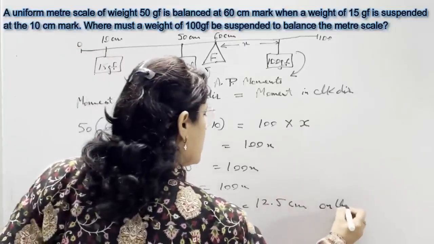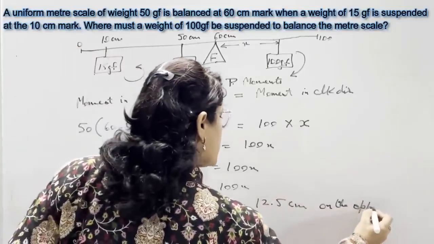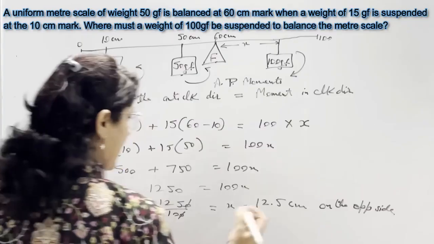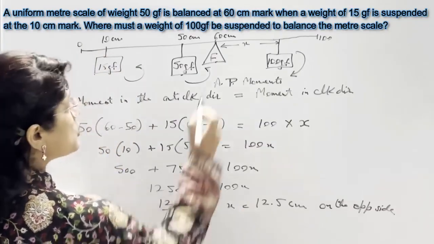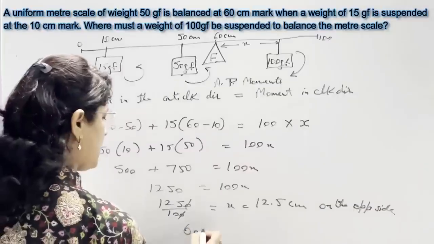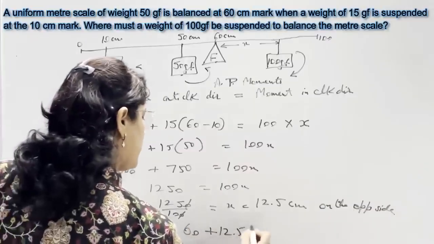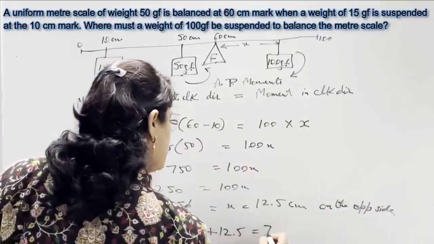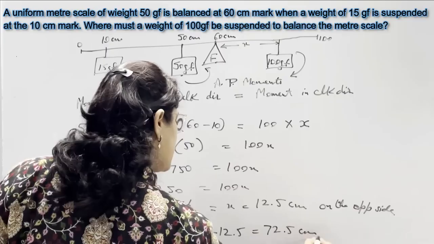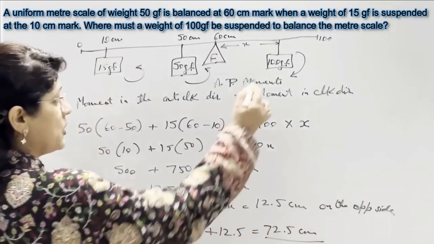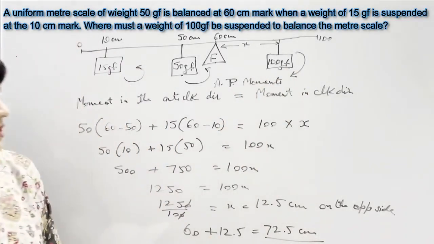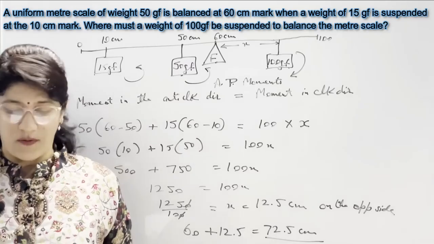Where? On the opposite side of the fulcrum to balance it. So, the exact position: the fulcrum is at the 60 centimeter mark, then plus 12.5, it means the 72.5 centimeter mark is the exact location of this weight 100 GF on the opposite side of the fulcrum.